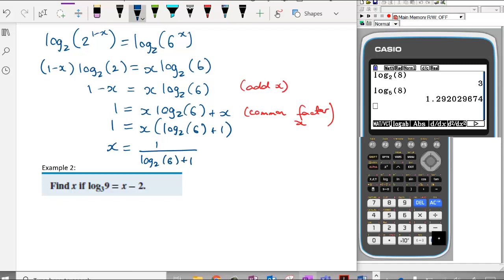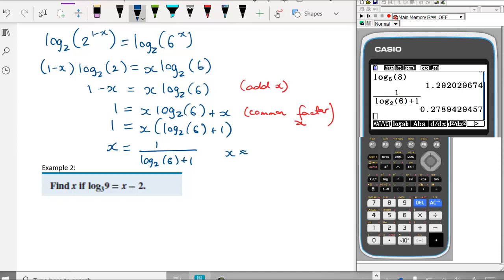So this is our exact answer, and our approximate answer to 3 decimal places will be, we need to type this in. So we have 1 over log base 2 of 6 and plus 1. So we get 0.279.